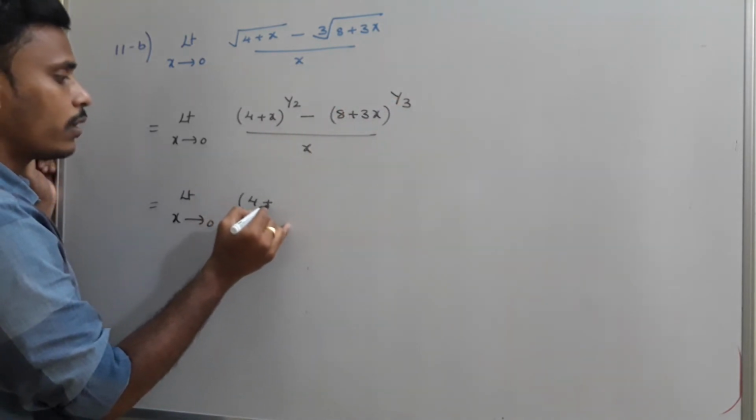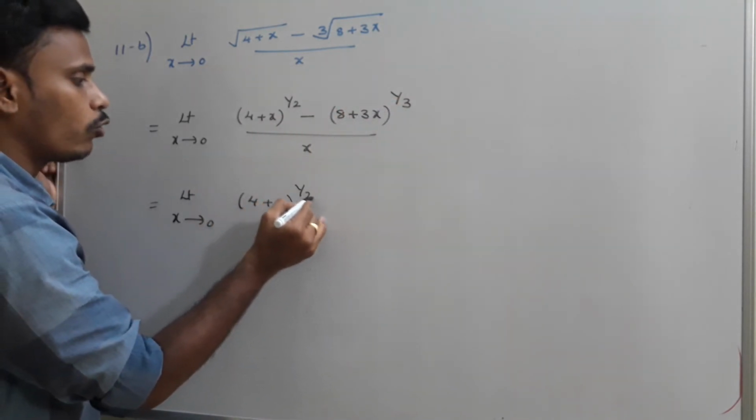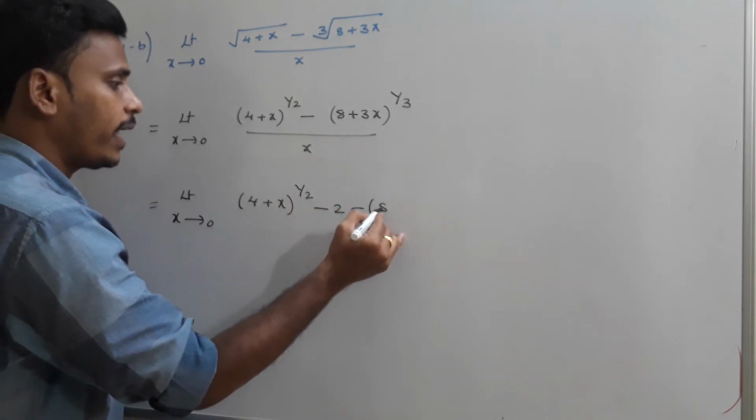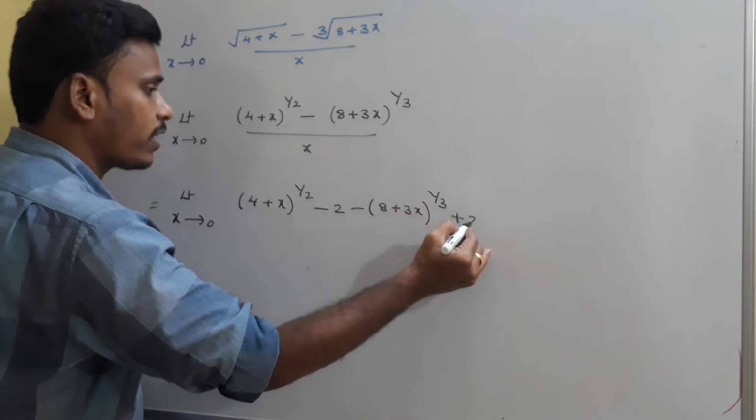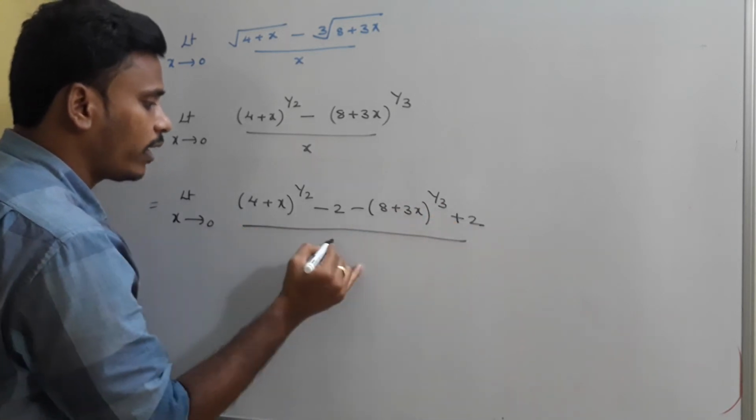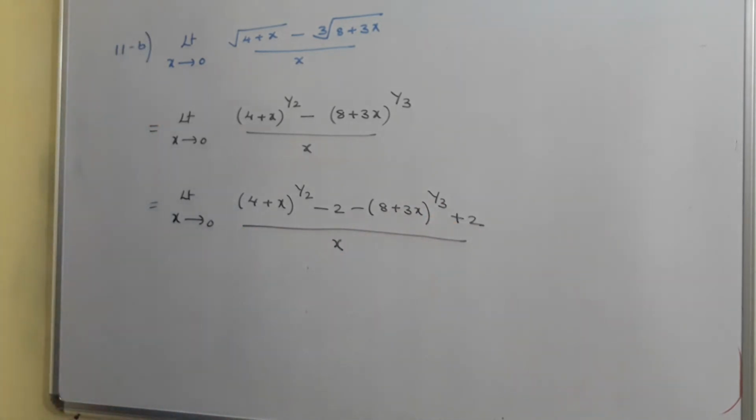My idea is this: (4 plus x) to the power 1 by 2 minus 2, minus (8 plus 3x) to the power 1 by 3 plus 2, and the whole thing is divided by x, just as we discussed in the previous problem. Now I will split it again into two parts.